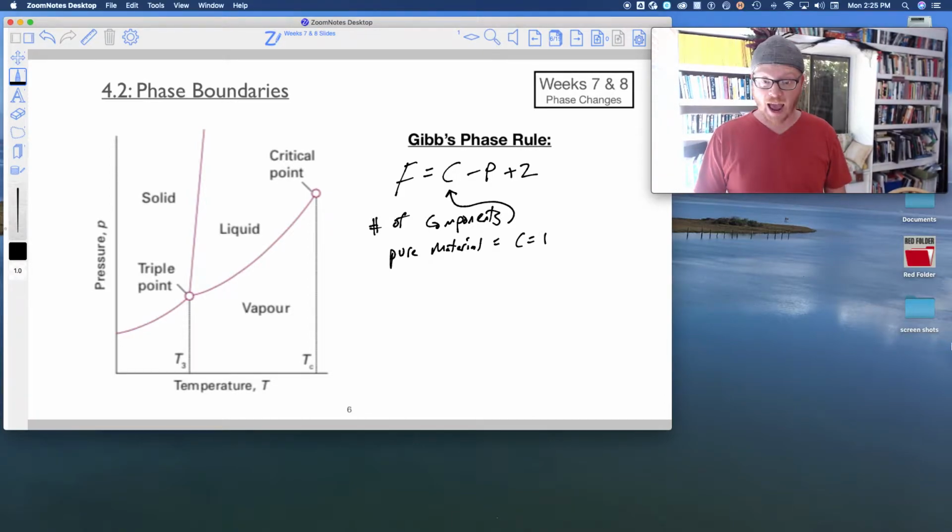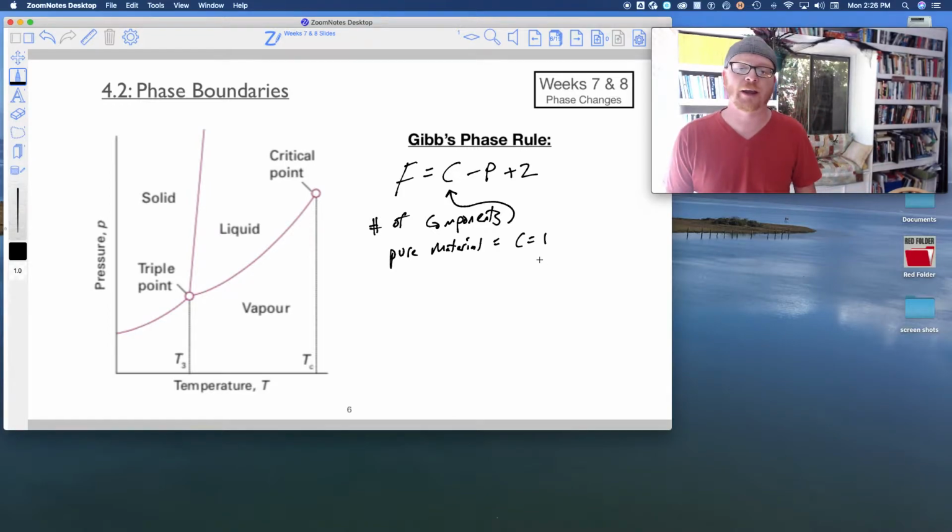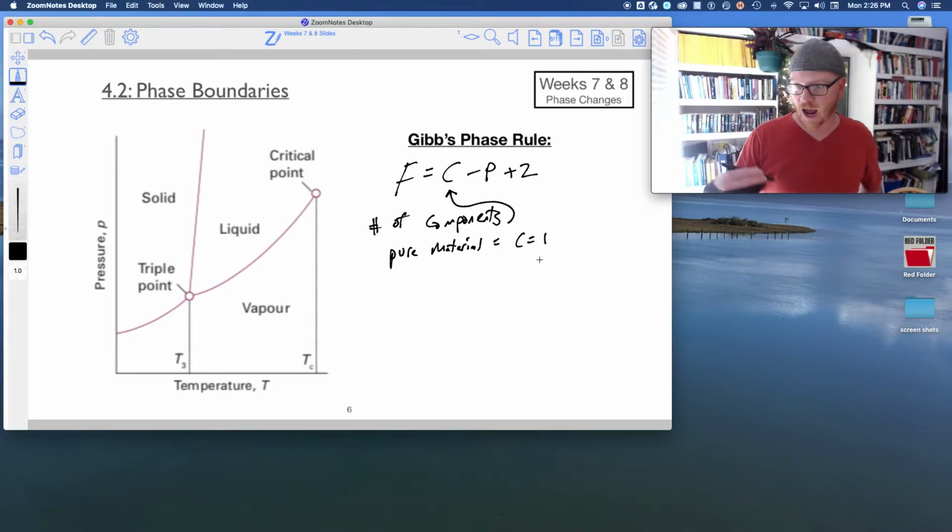But we certainly can have multi-component phase diagrams. That's very common, especially with lipids and proteins. You'll see that when you add things like water and salt to those types of materials, it can really change their structure. For everything we're doing in this class, we're just going to stick with one-component phase diagrams. In the next couple of chapters, we'll see what happens with multi-component phase diagrams.